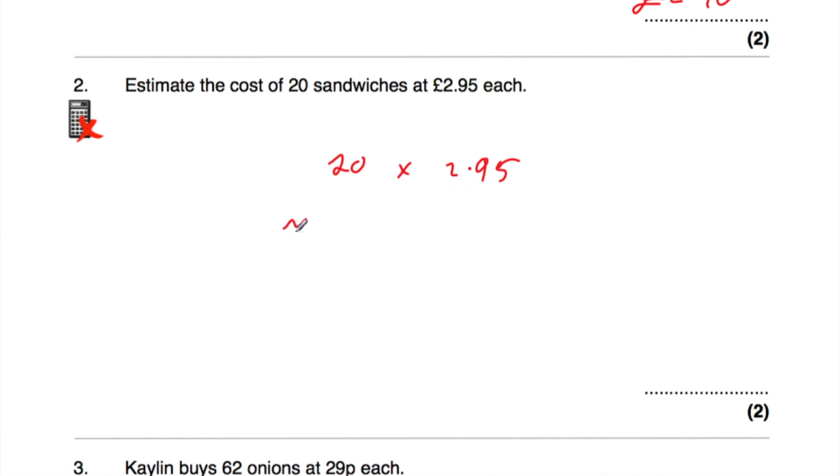So what I'm going to do is round the numbers. I'm still going to use 20 because 20 sandwiches, that's quite a nice number. But instead of using £2.95, I'm going to round that up to £3. And I'm going to do 20 multiplied by 3. And 20 multiplied by 3 is equal to 60. So that means that our estimate for the cost of 20 sandwiches costing £2.95 each would be £60. And that's our estimate. Now obviously the real price would be a little bit less than that because the sandwiches cost £2.95 rather than £3, but that's our quick estimate for the price of 20 sandwiches.